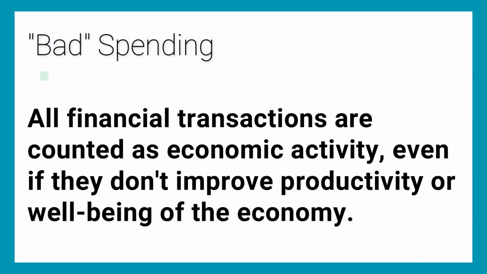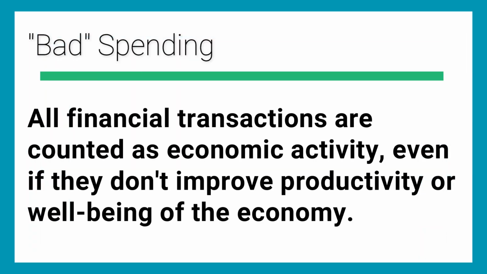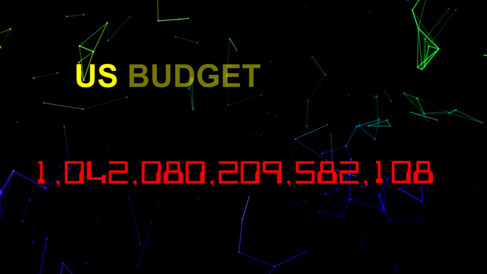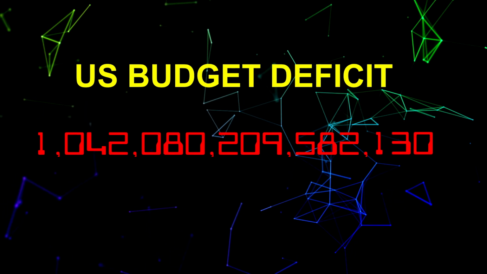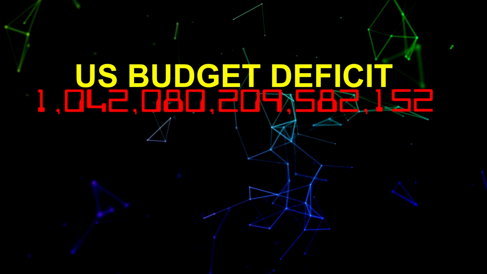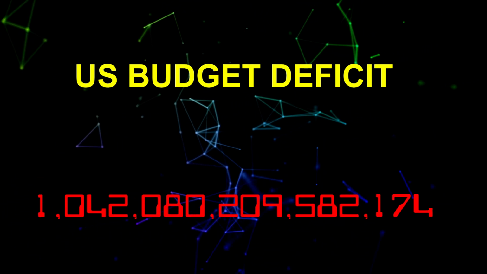Fourth, it counts bad spending as positive. If the government spends a ton of money, it's going to ramp up GDP. If they borrow a bunch of money and spend it, it's going to make GDP go higher. All financial transactions are counted as economic activity, even if they don't improve the productivity or well-being of the economy.